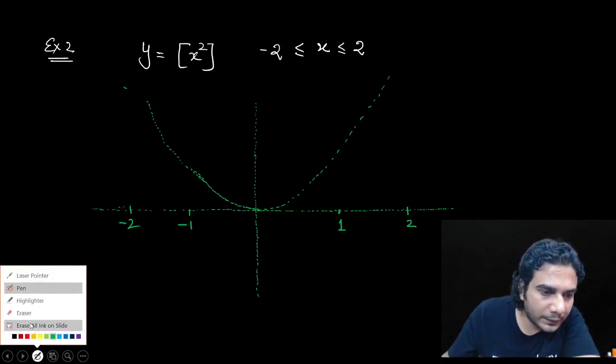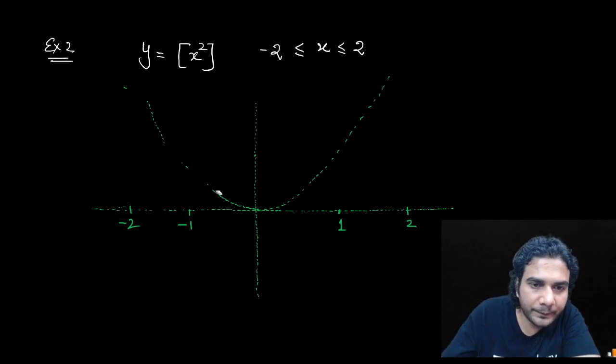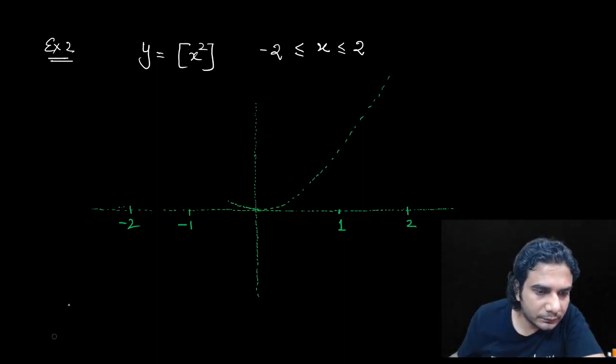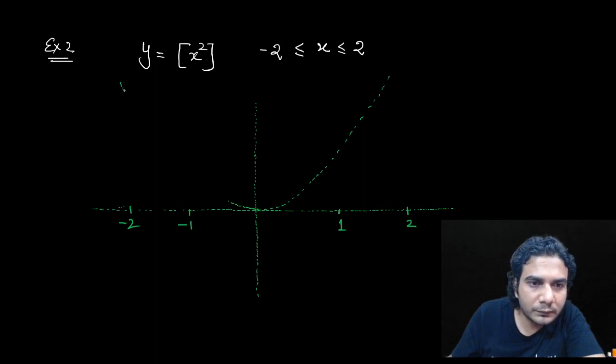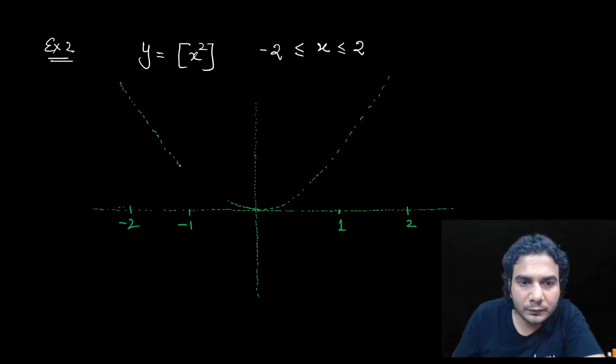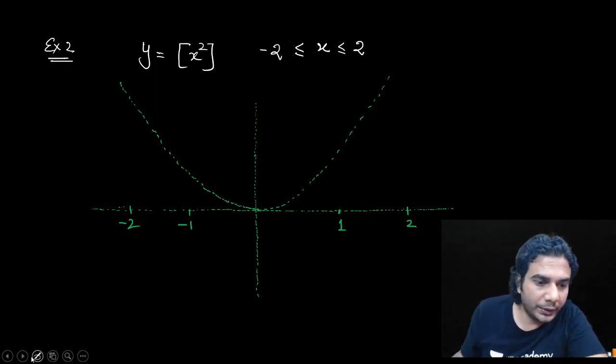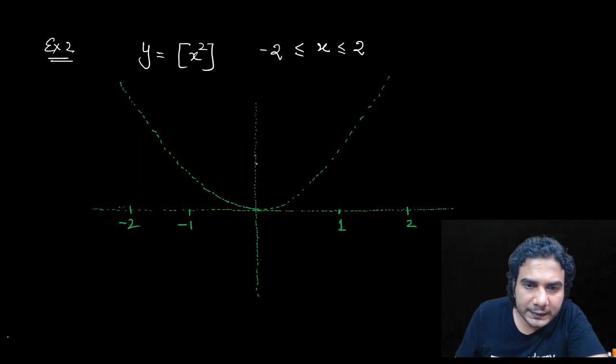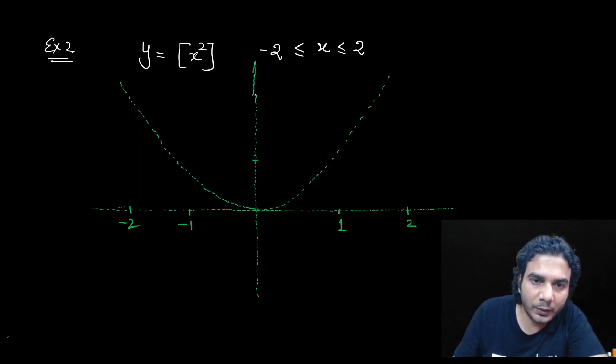Let me draw this graph properly. Seems slightly uneven. All right, so now as I told you, you need to draw horizontal lines. So we'll draw horizontal lines in the same color. This is say 1, because at x is equal to 2 it is going to be 4, right? It is going to be 4, so you need to plot 4 horizontal lines.